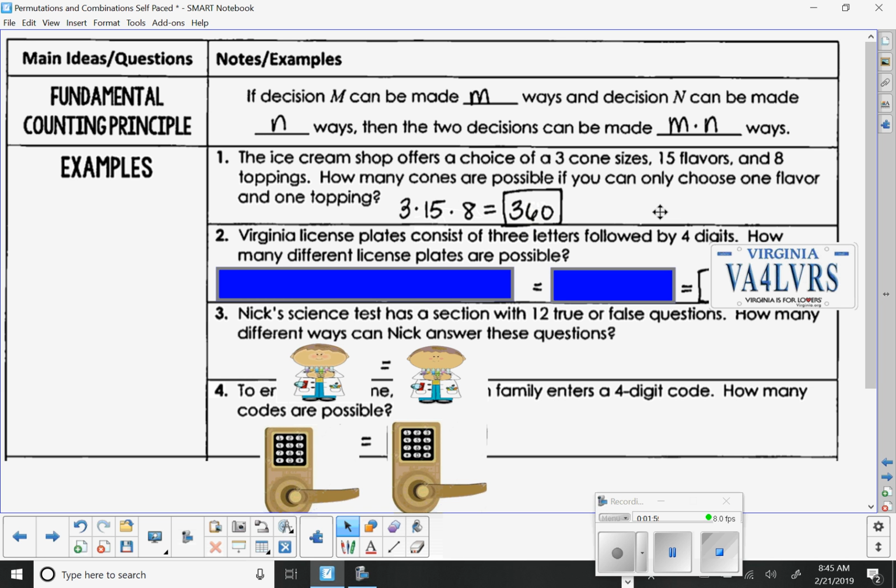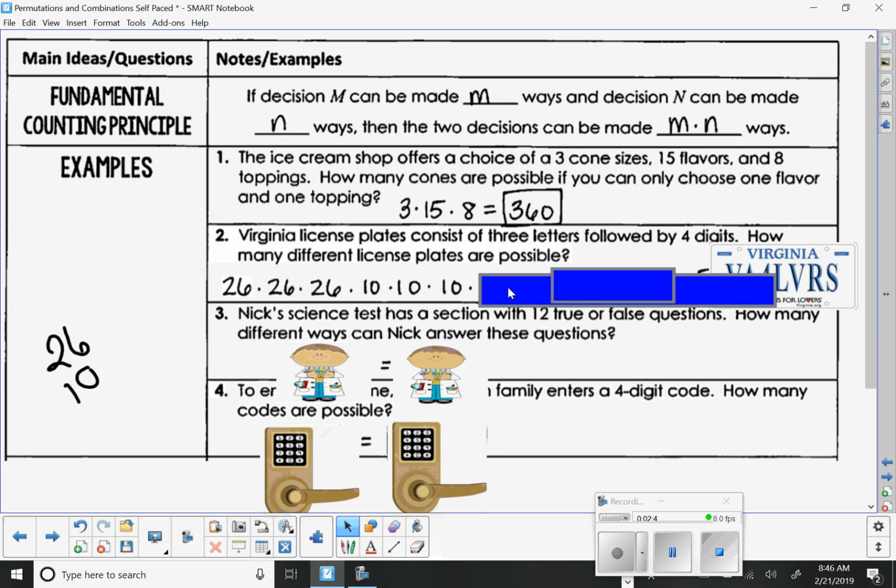Okay. The next example, license plates. They consist of 3 letters followed by 4 digits. How many different license plates are possible? Okay, 3 letters. First off, how many letters are there? 26. How many digits are there? 0 through 9 means there's 10 digits. So what you have to do is tell yourself that you've got 26 times 26 times 26. You getting the idea? And then what do you have to multiply by? 10 times 10 times 10 times 10.